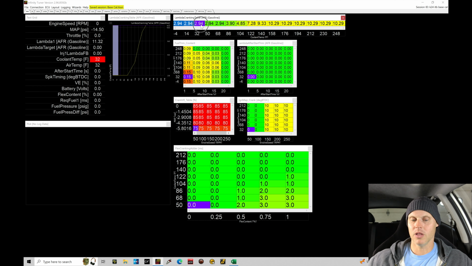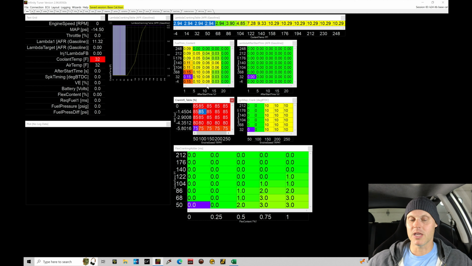By going in and lowering down at a given coolant temperature our target air fuel, that's going to give us more cranking fueling. By raising up our target air fuel here, it's going to give us less fueling. If we go in here to our cranking VE, if we raise our cranking VE table values, that's going to give us more fueling under cranking. If we bring down our cranking VE tables, it's going to give us less cranking fuel.